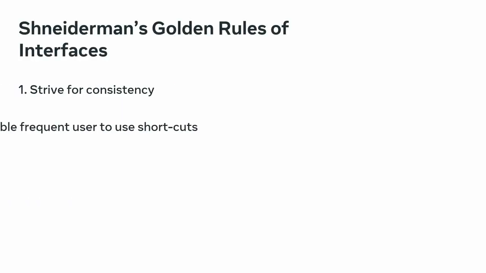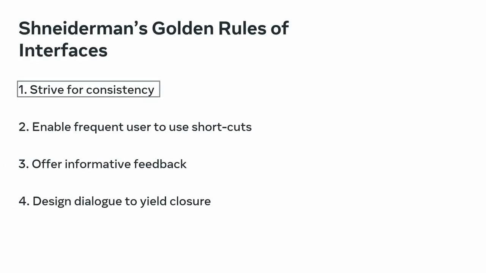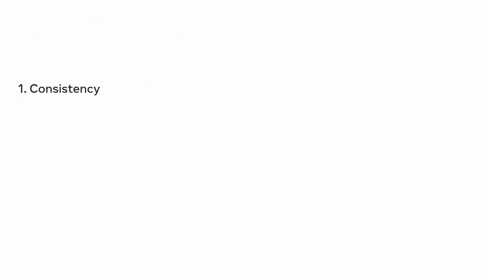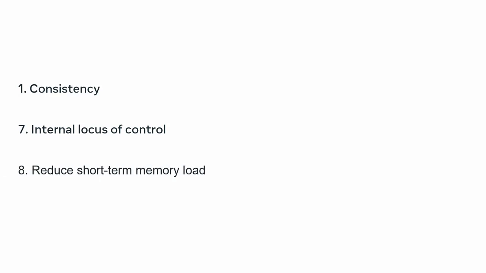Not only were Ram's and Nielsen's principles violated, but also Schneiderman's golden rules of interfaces number 1, 7, and 8. Let's explore these in more detail. Number 1 is strive for consistency. And number 7 states that the design should support the internal locus of control that allows the users to be the initiators of actions. Number 8 requires that the design should reduce the user's short-term memory load.